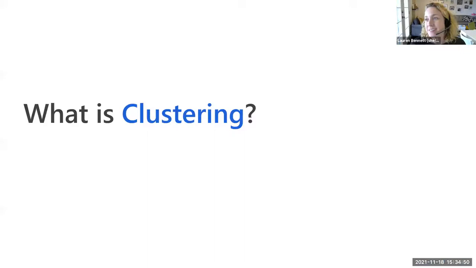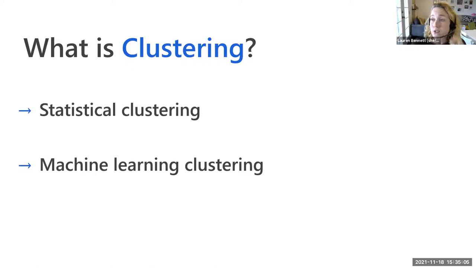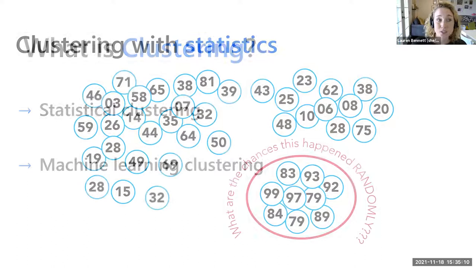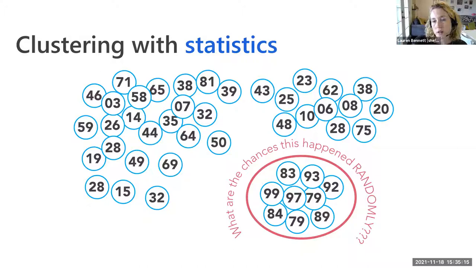So when we think about clustering, we think about it in two different ways, particularly in the context of ArcGIS and the way that we've built tools for doing clustering. We think about it as statistical clustering and then machine learning-based clustering. The tools that we've got for doing statistical clustering are really around answering this question about the patterns that we're seeing. We're trying to figure out, how likely is it that the pattern that we're seeing is different from random? How likely is it that this pattern could have happened randomly?